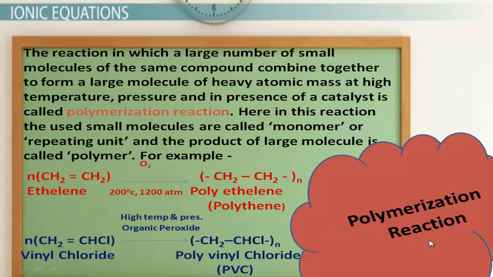Now polymerization reaction. Polymerization reaction is actually the reaction in which a large number of small molecules of the same compound combine together to form a large molecule of heavy atomic mass at high temperature, pressure and in the presence of a catalyst, and it is called polymerization reaction. Here in this reaction the small molecules used are called monomer or repeating unit, and the product, the large molecule, is called polymer.